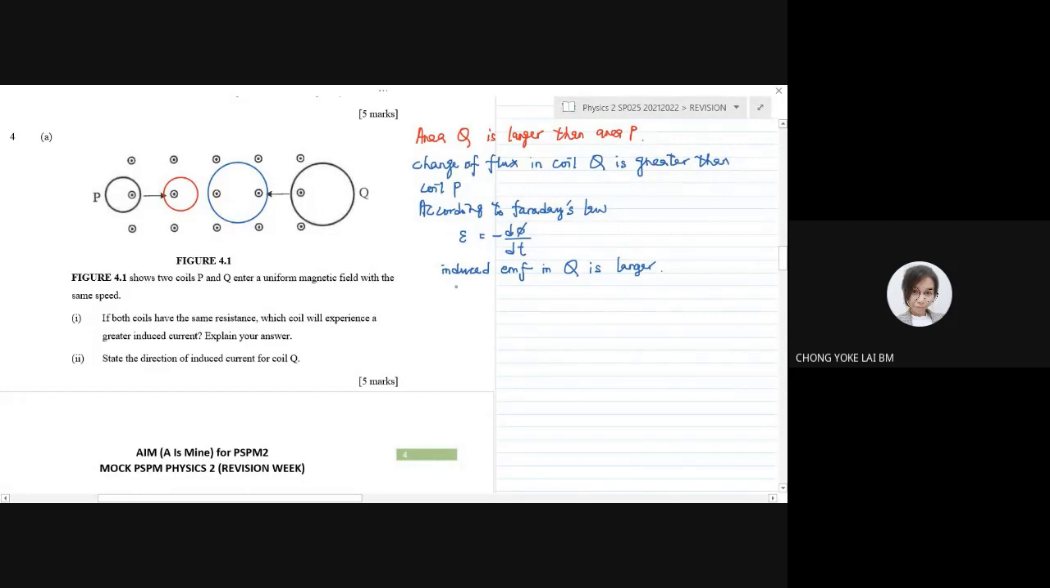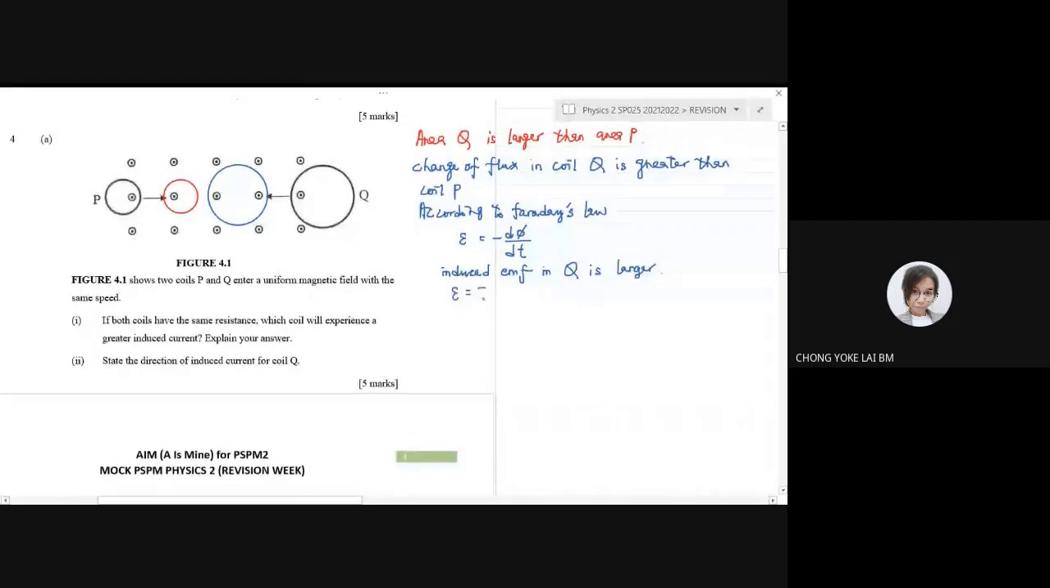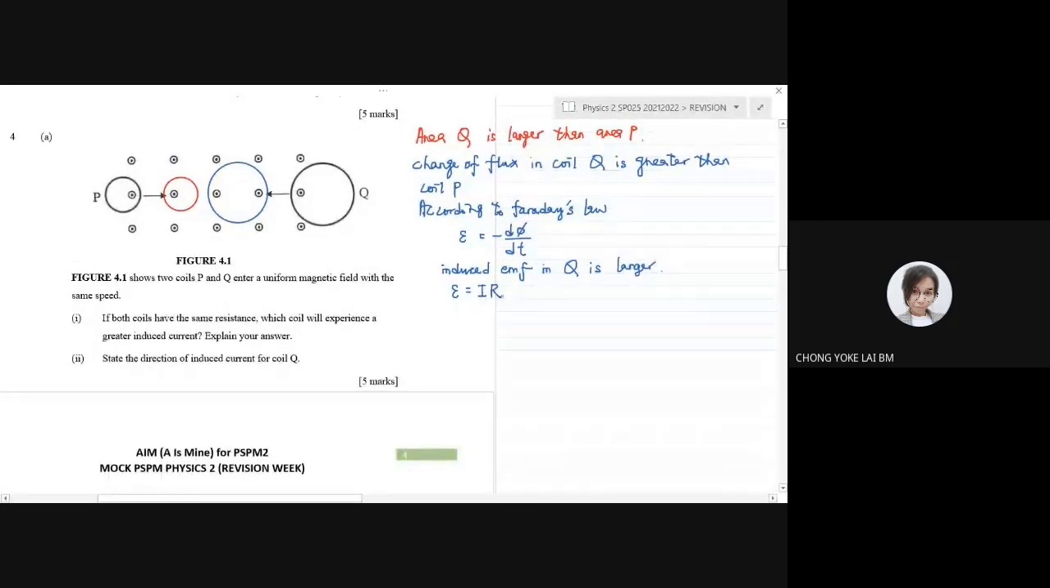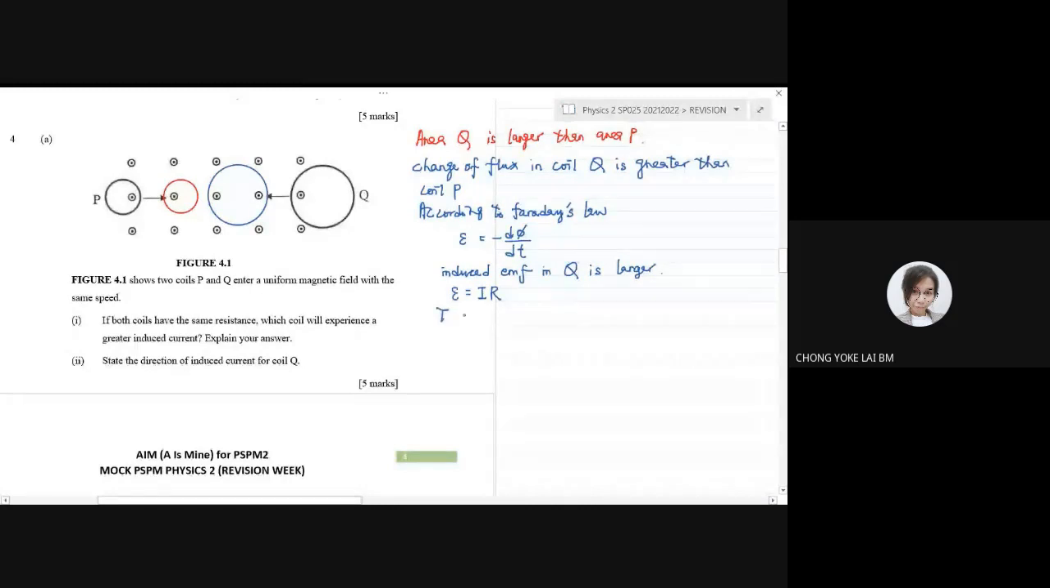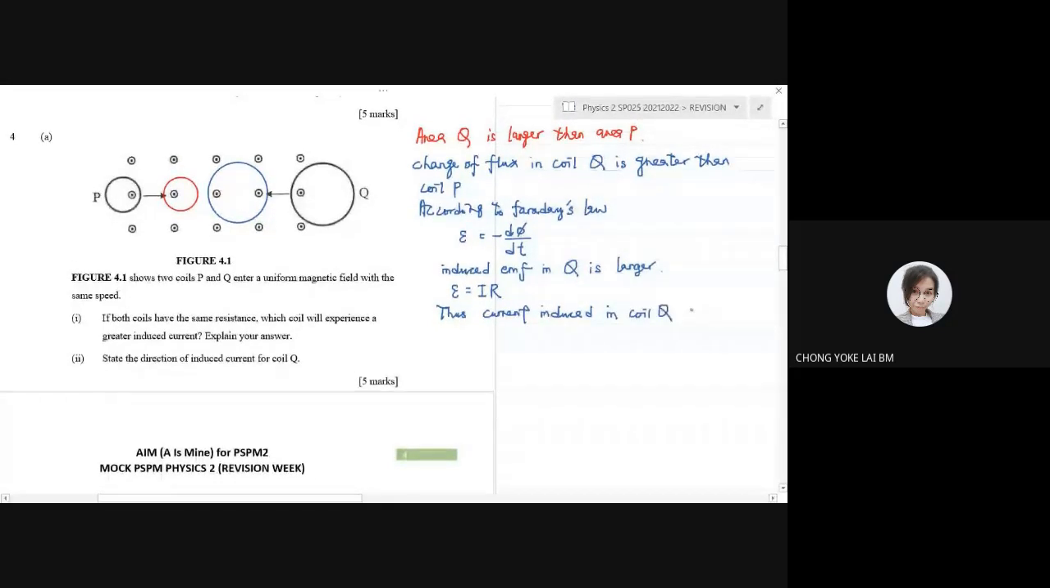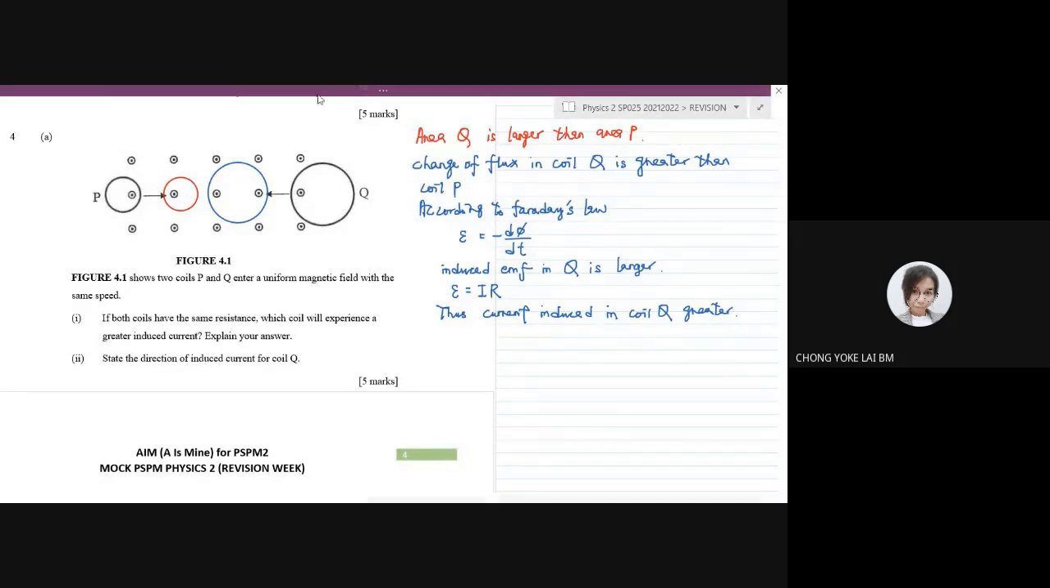So, how we relate EMF with the current induced? EMF equal to IR. So the current is directly proportional to the EMF induced. So kalau coil Q boleh induce EMF yang lebih besar, thus it means that the current induced in coil Q will be greater. So coil Q akan dapat current induced yang lebih besar lah. So kita dah dapat jawapan dia.